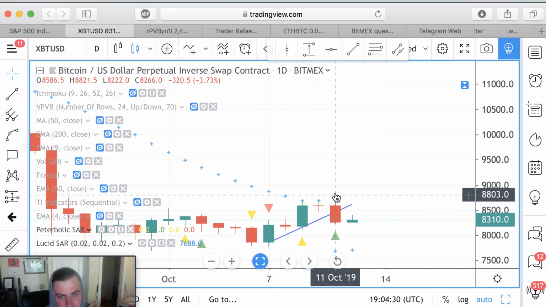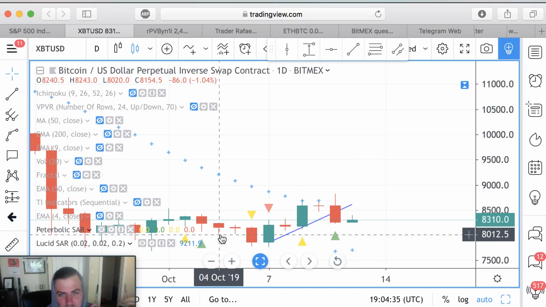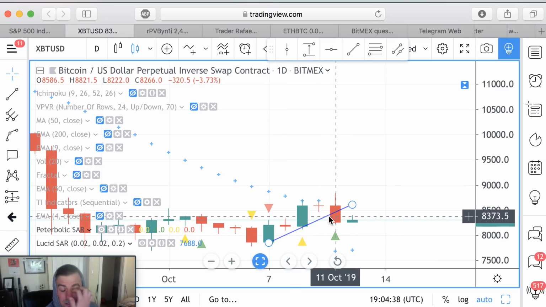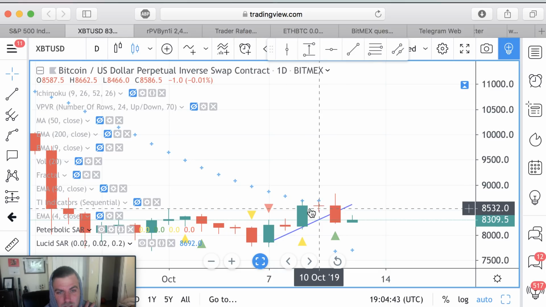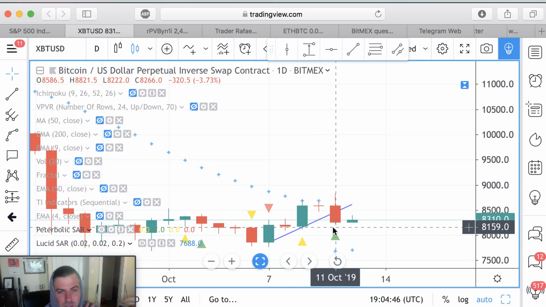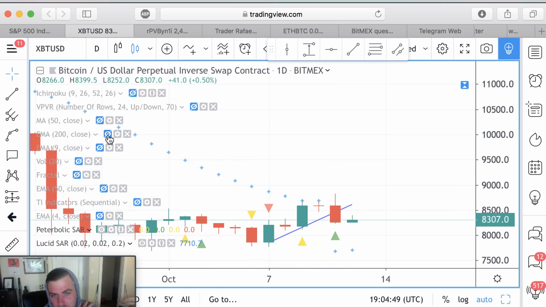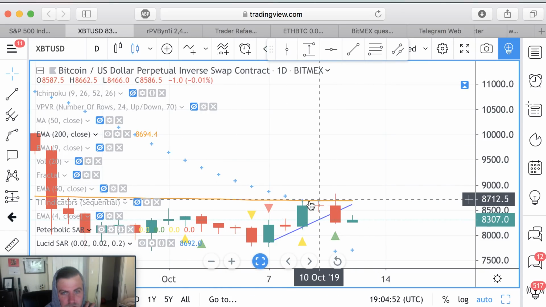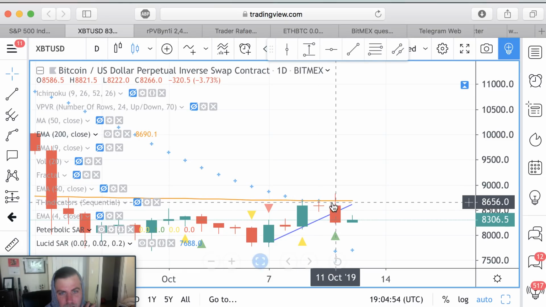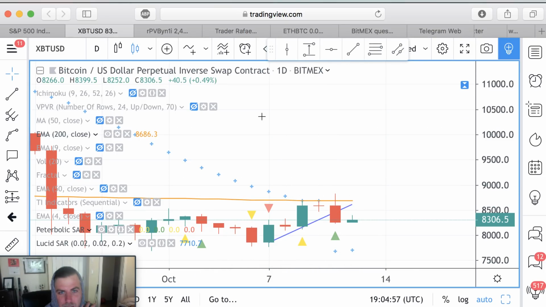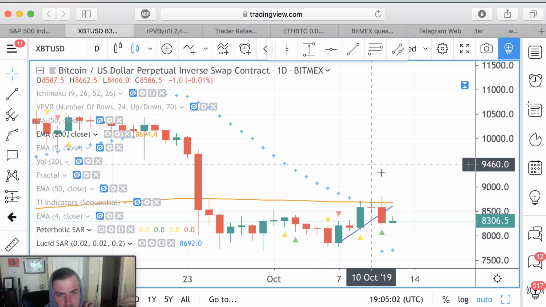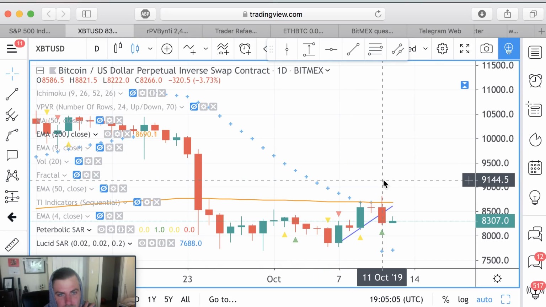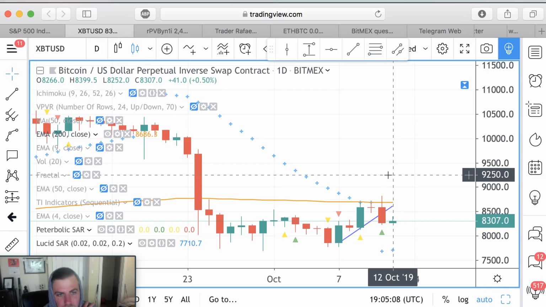When they both happen at the same time, that's definitely a good signal, based on my limited experience with this new Peterbolic SAR indicator. So on this wick right here, we took out the Lucid SAR, we got a buy trigger on the Peterbolic, and it also got us above the 200 EMA. So when this was happening, I really thought that we were ready to take off and go for at least a 9200 retest. It would have made a lot of sense for that next leg up, somewhere around 9,000 to 92.